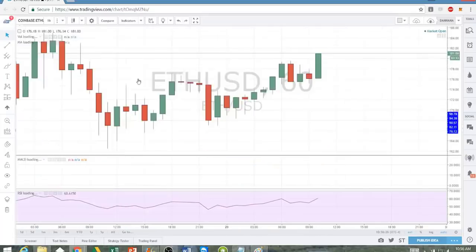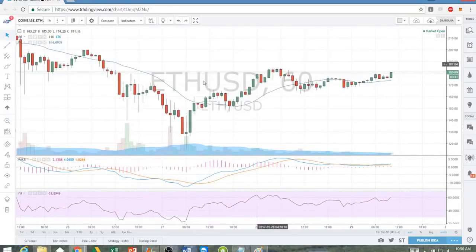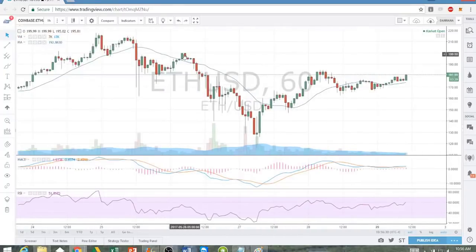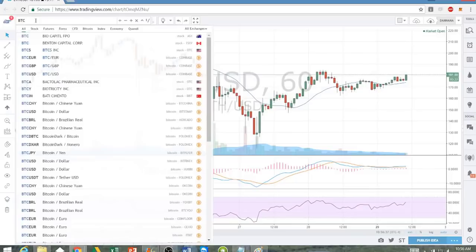In terms of the hourly time frame, if the bulls can get over 185 on ETH, the next main level is up at that $200 level, 199.99. So let's look at the same thing for BTC, and then I'll get to some questions here.